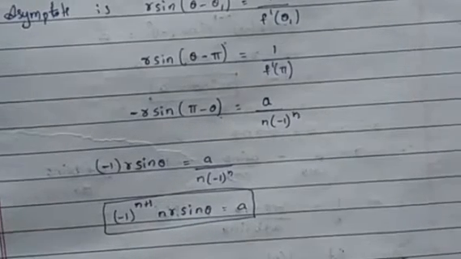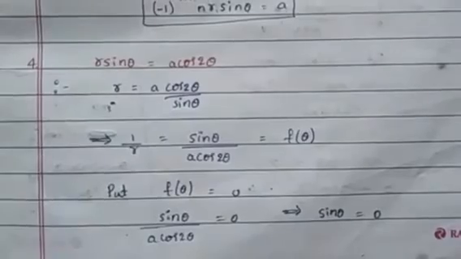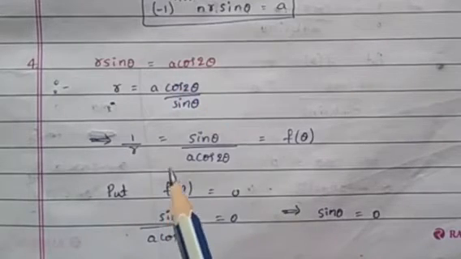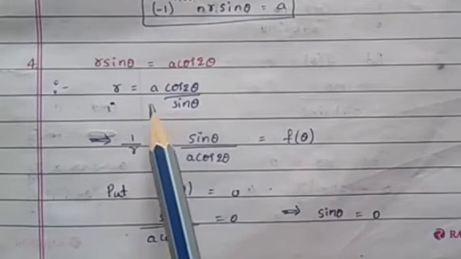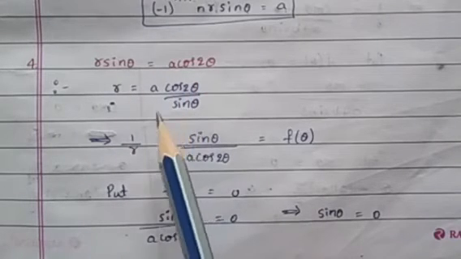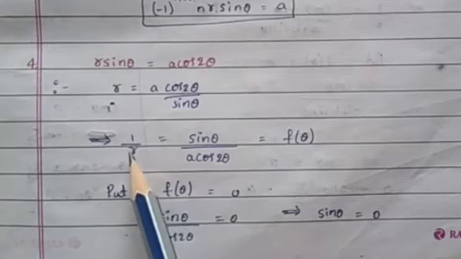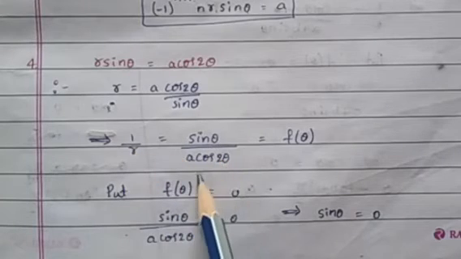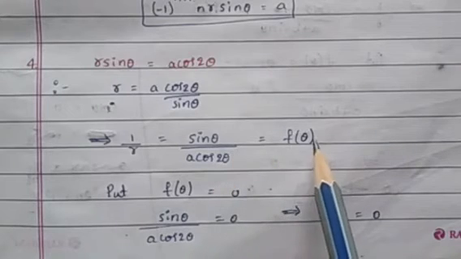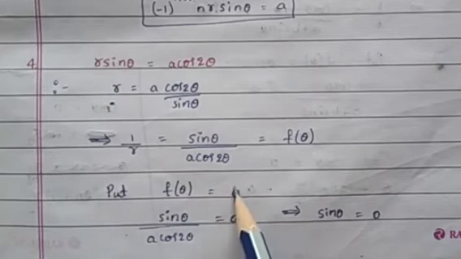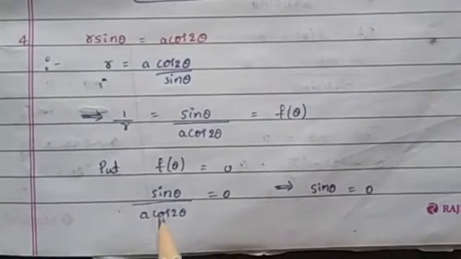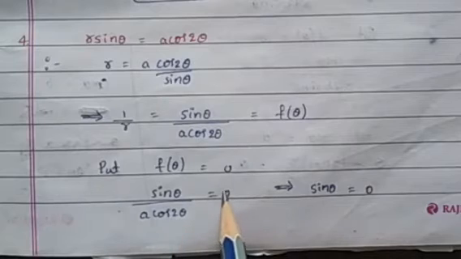The next problem is find the asymptotes r sin theta which is equal to a cos 2 theta. The given curve can be written as r is equal to a cos 2 theta by sin theta. You take the reciprocal, you get 1 by r which is equal to sin theta by a cos 2 theta. You call this as f of theta. Put f of theta is equal to 0 for finding the roots of the theta. We get sin theta by a cos 2 theta which is equal to 0.